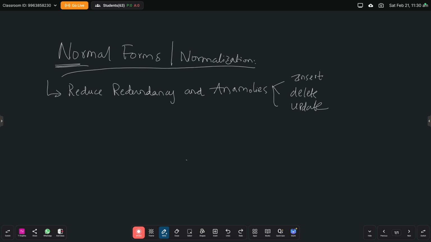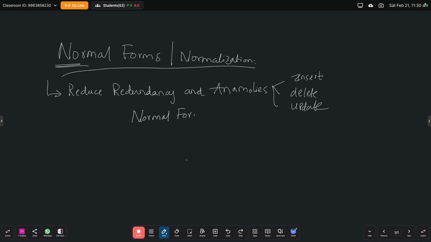Clear? Whatever question is asked, it can be 1NF, 2NF, or describe 2NF, 3NF, it can be any question. Firstly, you need to draw the classification of normal forms. Whenever I am giving you the inputs in the class, follow them, or I'll deduct the marks. For any normal form asked in the question, you have to first write the classification of normal forms.